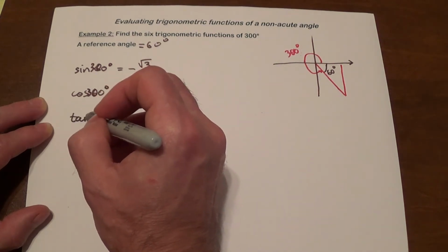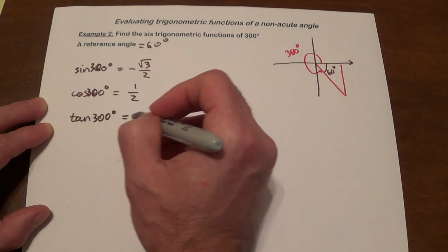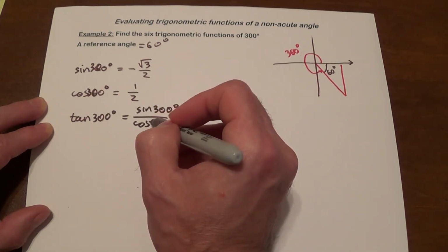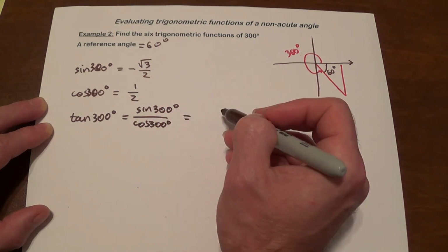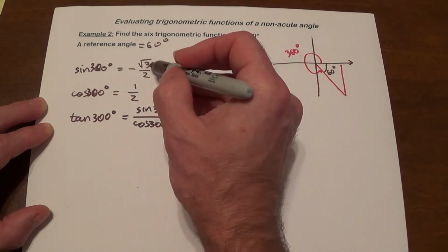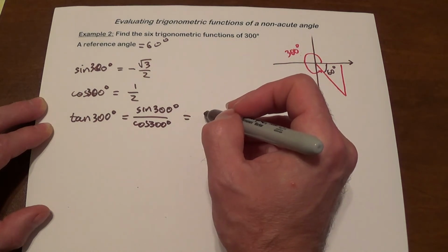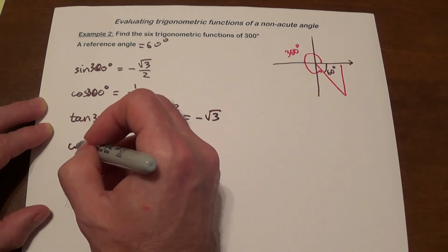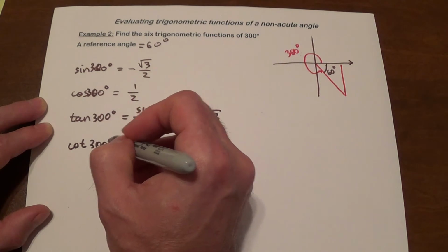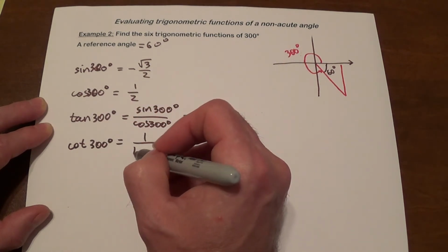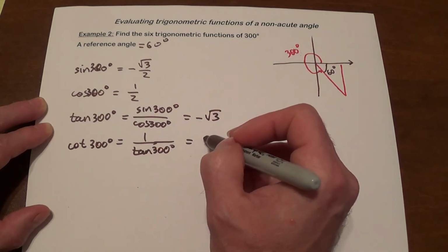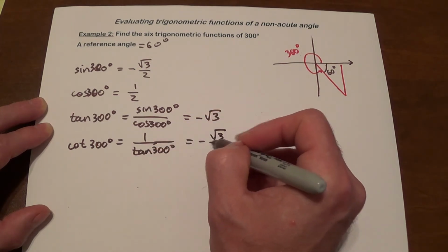So to find the tangent of 300 degrees, you're going to do sine 300 degrees divided by cosine 300 degrees, which is going to give us this number divided by that number. That's going to end up giving us negative square root of 3, right? Cotangent 300 degrees is going to be the reciprocal of tangent. It's the easiest way to do this one. And that's going to be negative square root of 3 over 3.